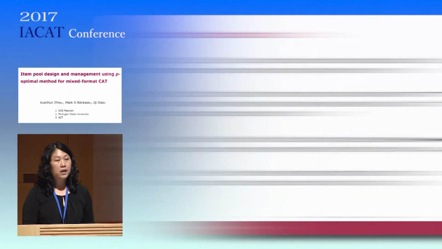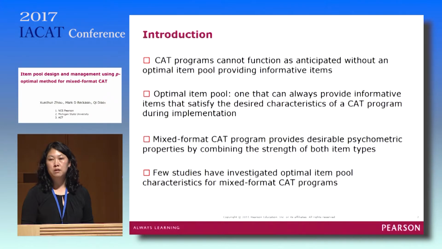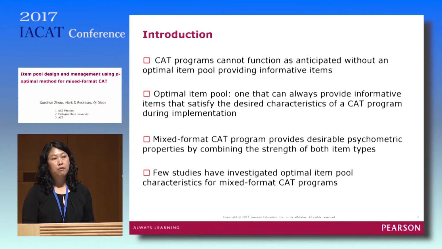The title of this study is Item Pool Design and Management Using P-Optimal Method for Mixed Format CAT. Why do they want to focus their study on this specific topic? As many of the presentations in this conference have said, the quality of the item pool is critical to the success of any CAT program. A very good example Mark gave in this symposium is that even though a student keeps giving correct responses, easier and easier items are given to the student. So we go from a CAT to a BAT.